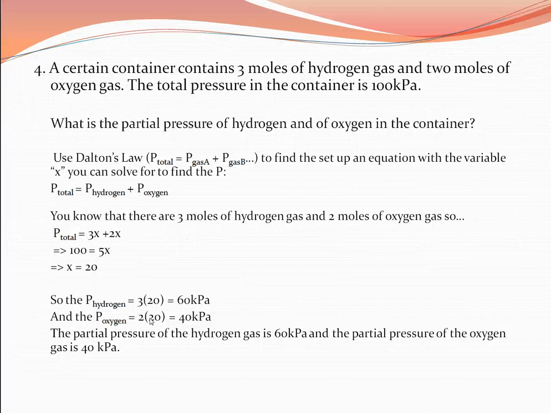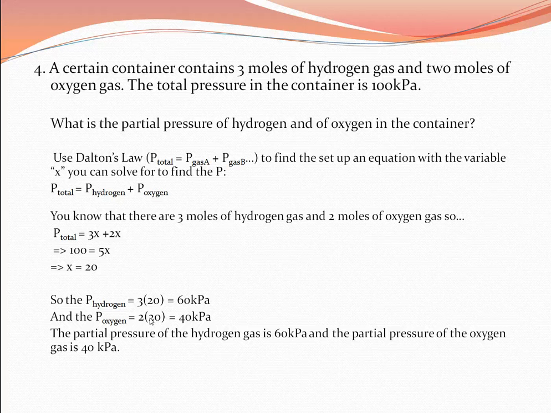Okay, so this is a continuation of partial pressure using PV = nRT. Number 4: a certain container contains 3 moles of hydrogen gas and 2 moles of oxygen gas. The total pressure in the container is 100 kilopascals. What is the partial pressure of hydrogen and of oxygen in the container?